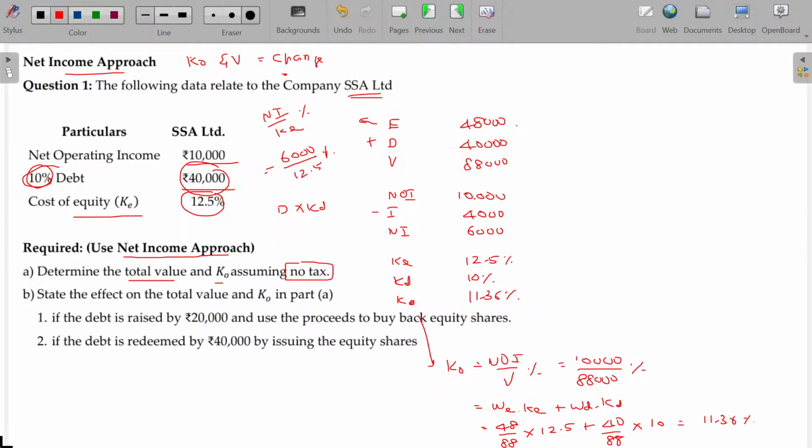You can either use this model or this model. You will get the same answer. That's why I told you to finish off the cost of capital chapter and then come here. It's an extended version slide. Clear?